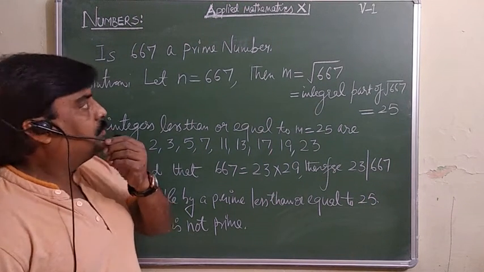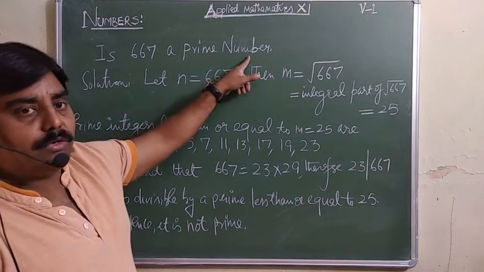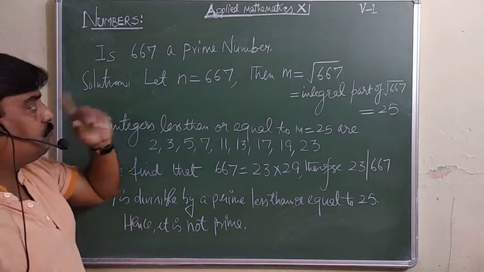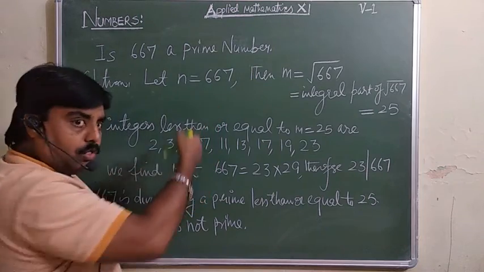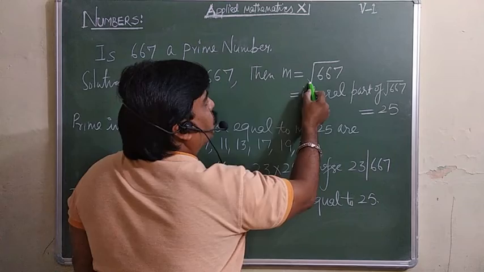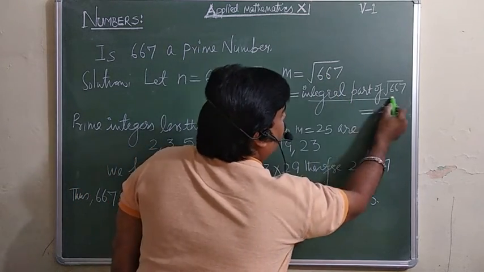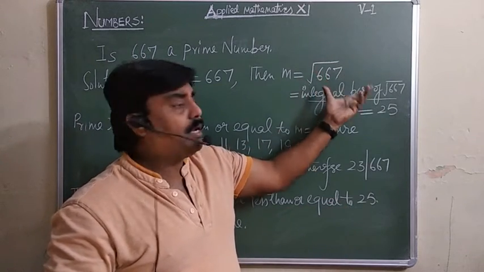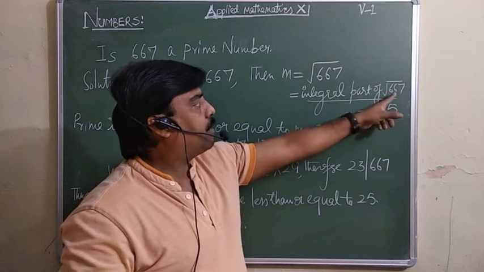Now we want to check whether this number 667 is a prime number or not. How can you see? The method is there. You can assume let n is equal to 667. This theorem has already been discussed. And m is equal to the square root of this number, the integral part of it. Which number is nearer? So 25 into 25 is 625. So 25 is the integral part of this one.